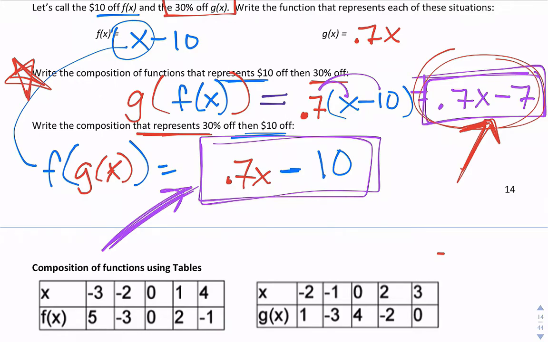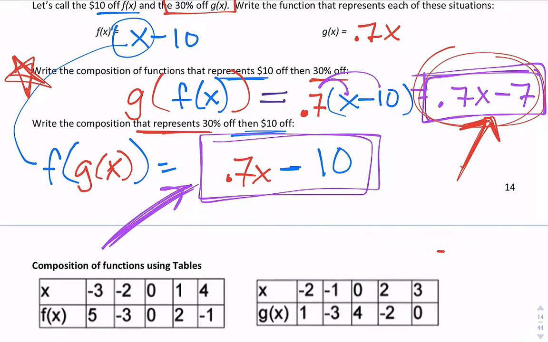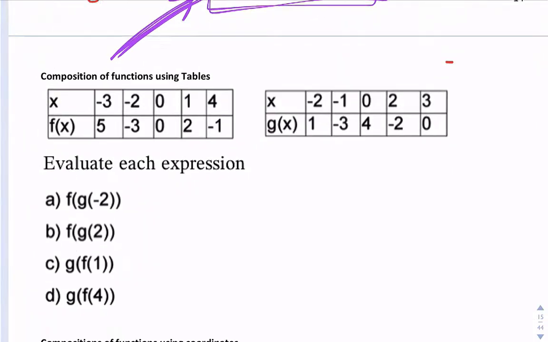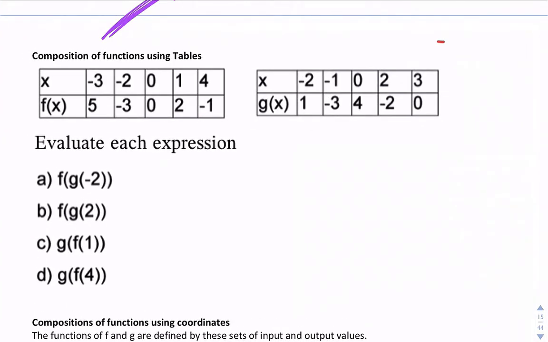So there's an application of composition of functions, finding the answer to one and then using it to find the answer for the second. All right, so that's an equation. We'll do more of those. Let's look at composition of functions and tables. So here I have two functions, f of x and g of x.